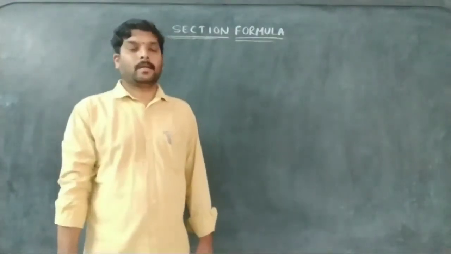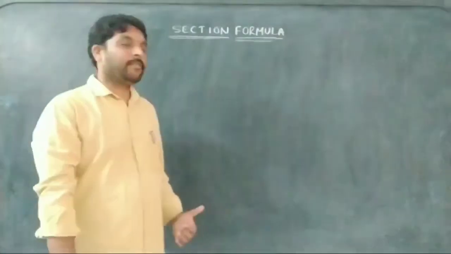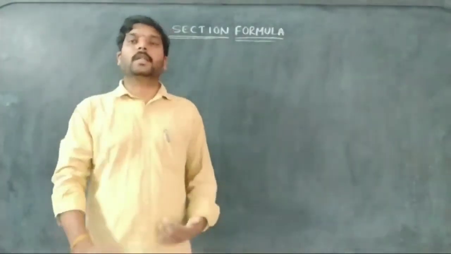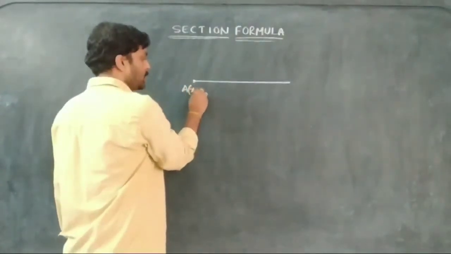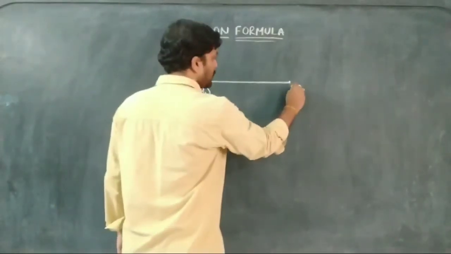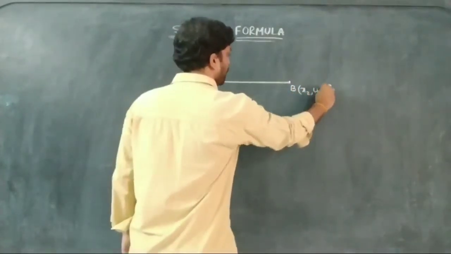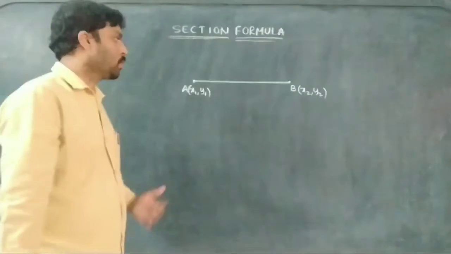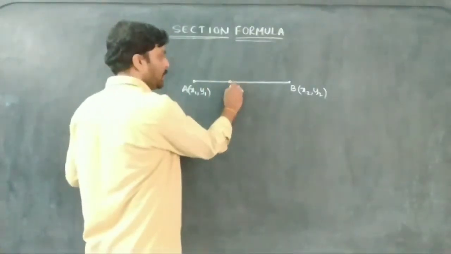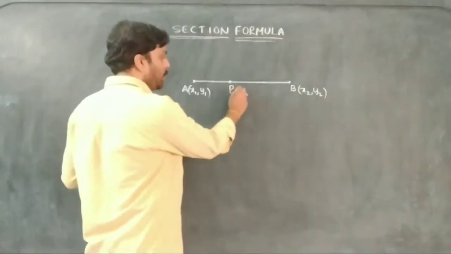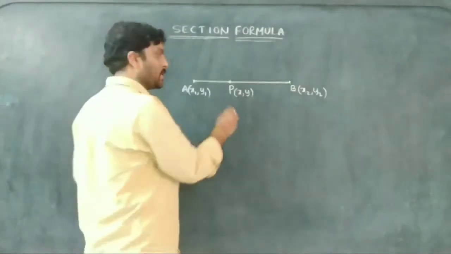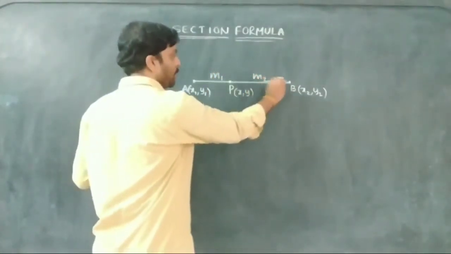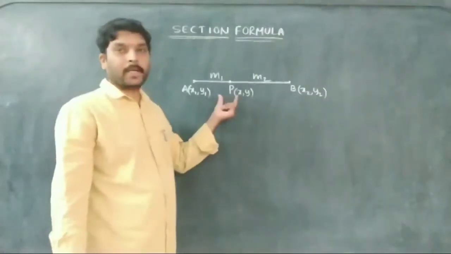Section formula. Here in the section formula, the point which divides the line segment in the given ratio, then find the coordinates of the point. Here AB is a line segment, A is (x1, y1), B is (x2, y2). Somewhere P is a point with coordinates (x, y), which divides the line segment in the ratio m1 is to m2. Now find the coordinates of point P.